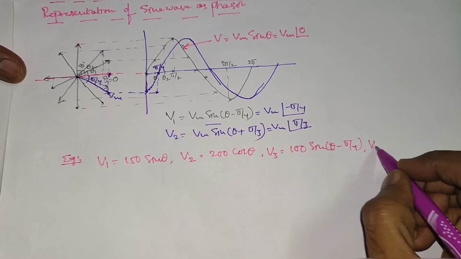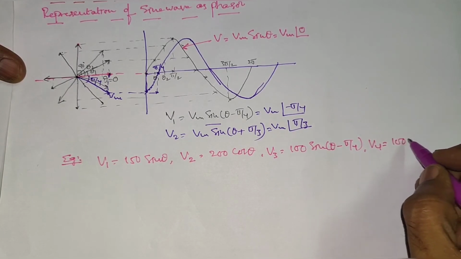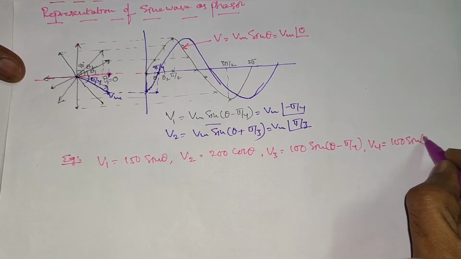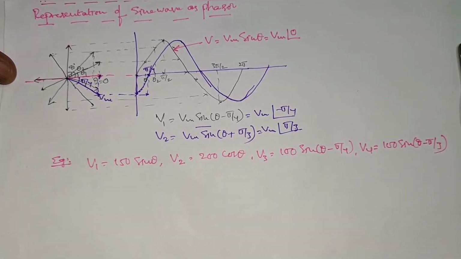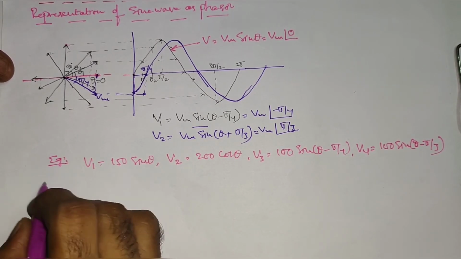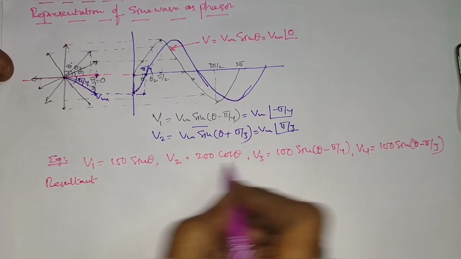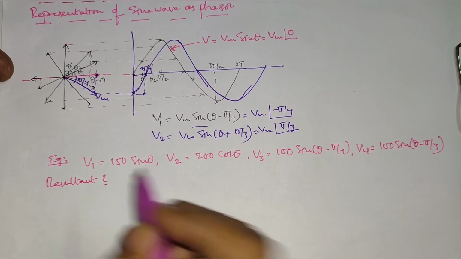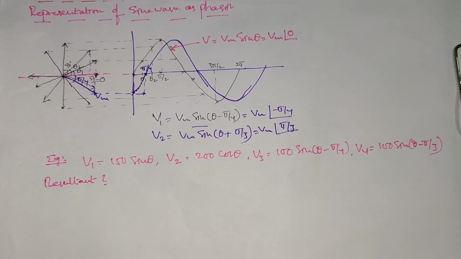and V4 is equal to 100 sin of theta minus pi by 3. And our objective is to find out the resultant waveform when these 4 voltages are applied simultaneously. We need to find out the resultant. For that, first we have to convert these waveforms into polar form.